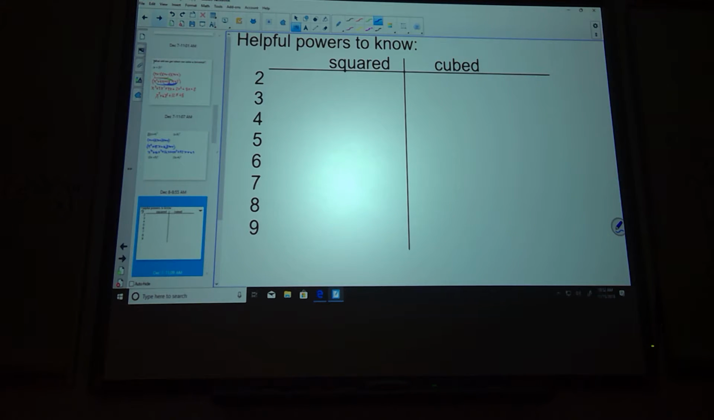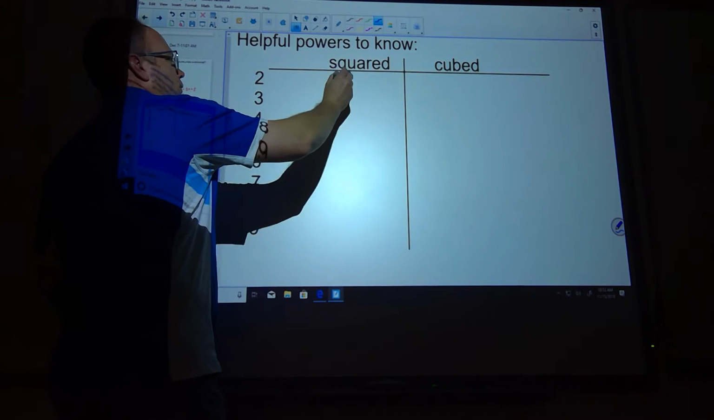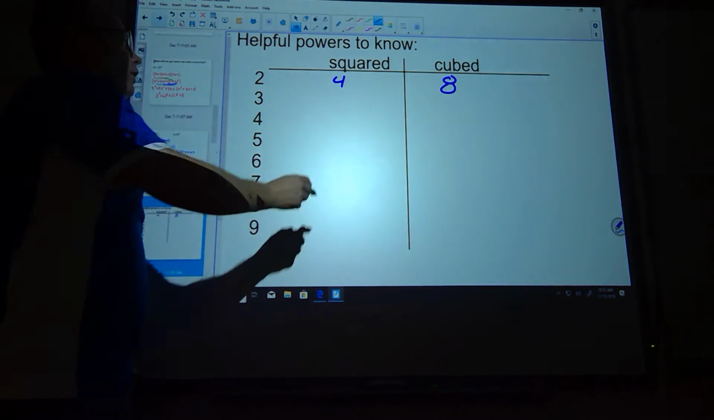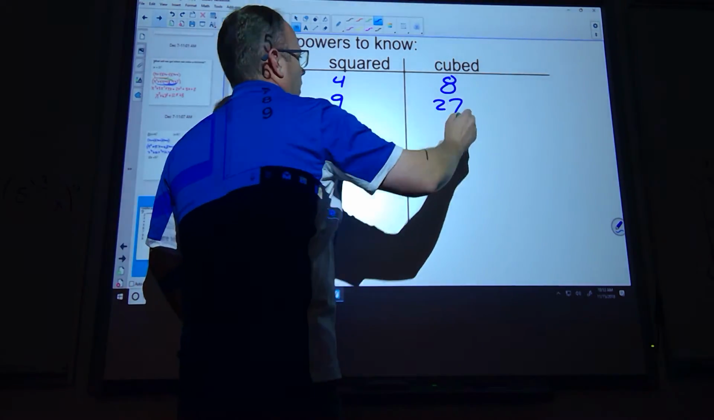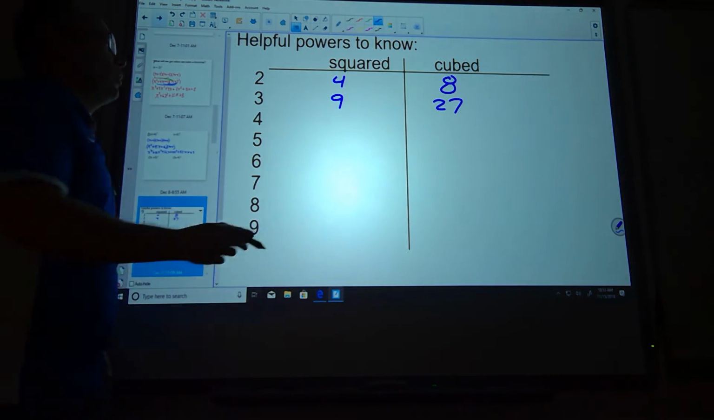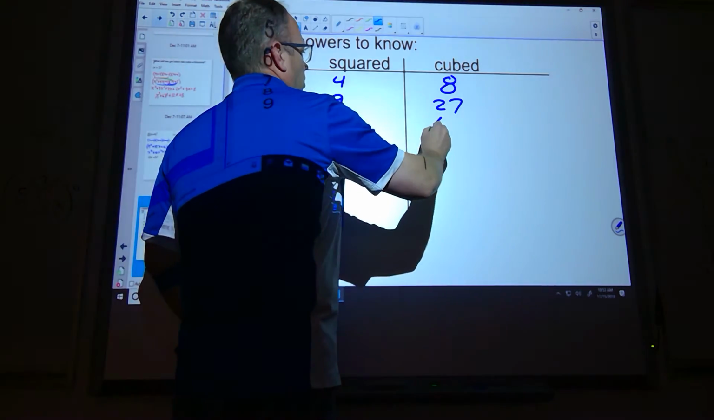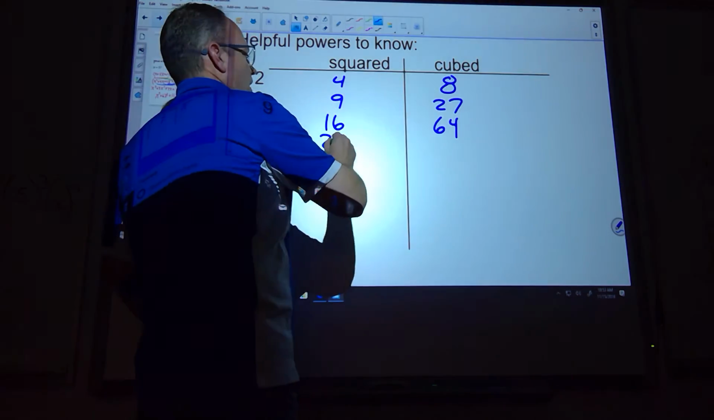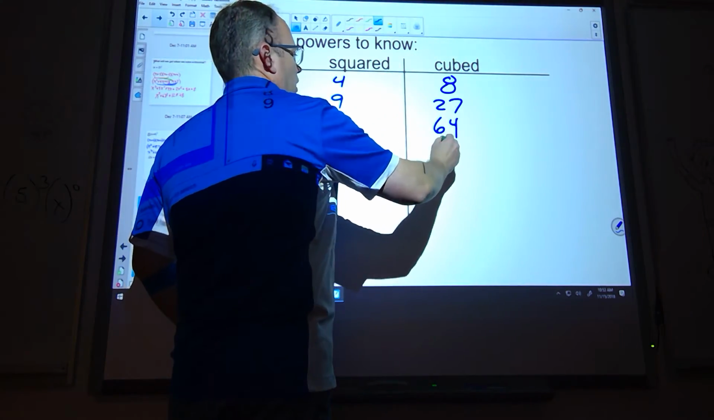All right, helpful things to know. If I square 2, 2 times 2 is 4. If I cube it, I get 8. Still with me? If I square 3, I get 9. If I cube it, I get 27. If I square 4, I get 16. If I cube it, I get 64. If I square 5, I get 25. If I cube it, I get 125.